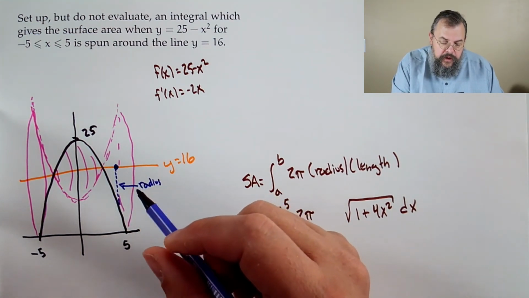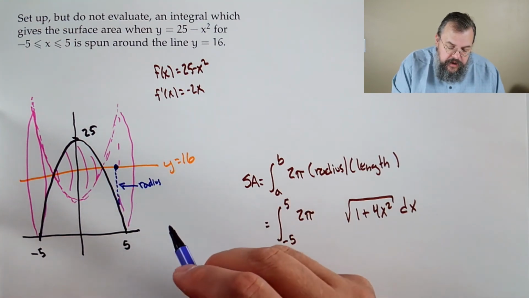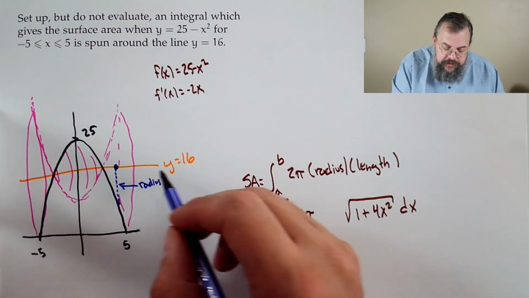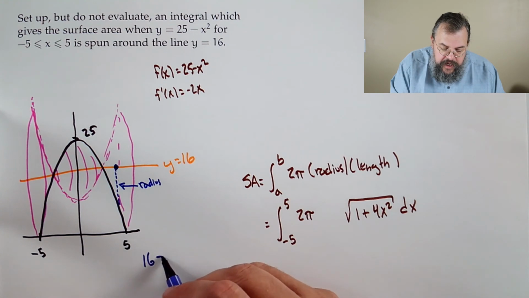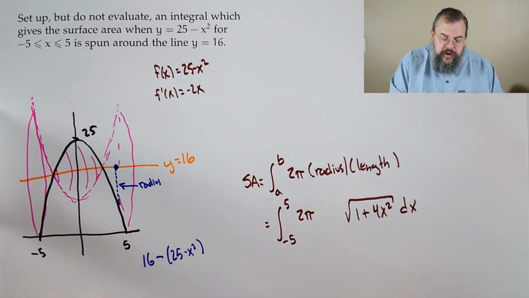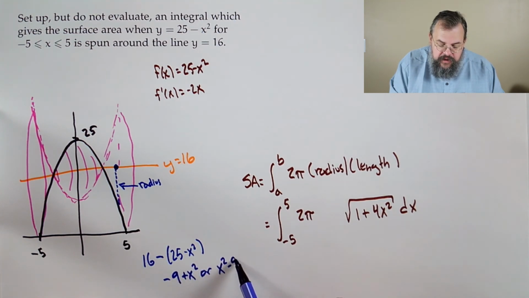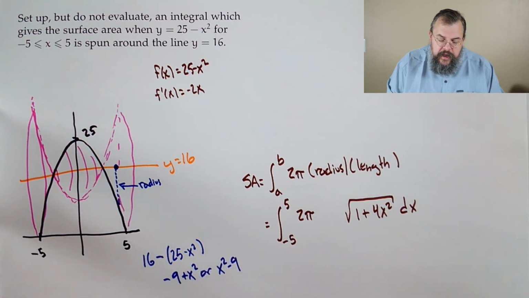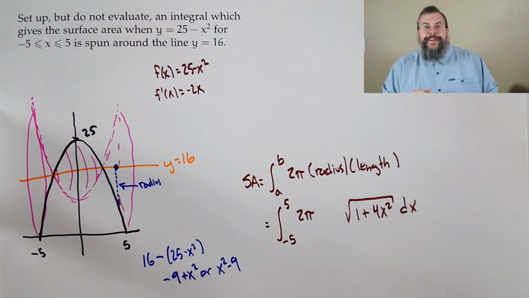So, what can we do? Well, we take 16, because that's the high value, right? And we subtract 25 minus x squared. Well, 16 minus 25 would be negative 9. Minus negative x squared would be plus x squared. Or if you like, that's x squared minus 9. And so now you're like, well, that was easy. We're done, right? But be careful.